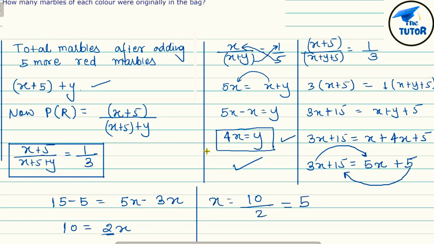You already know that y is equal to 4x. That means y is equal to what? 4 times the value of x, that is 4 times 5, which will be 20. So here is your answer. There are 20 blue marbles and only 5 red marbles. That's it.